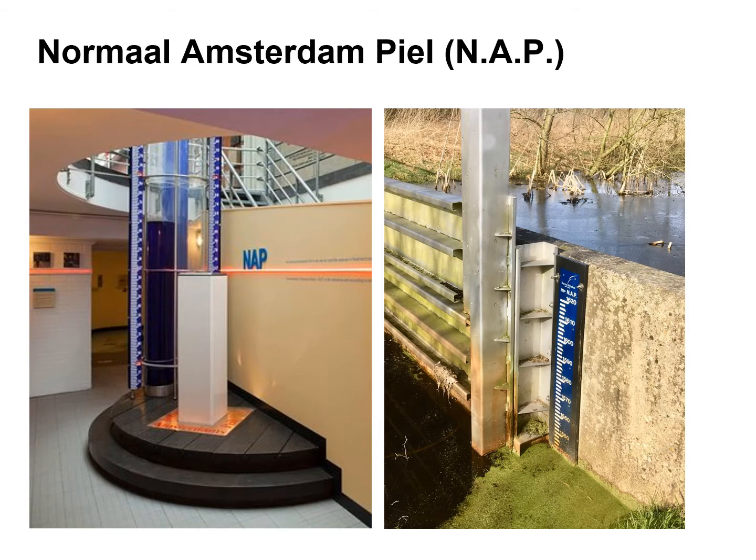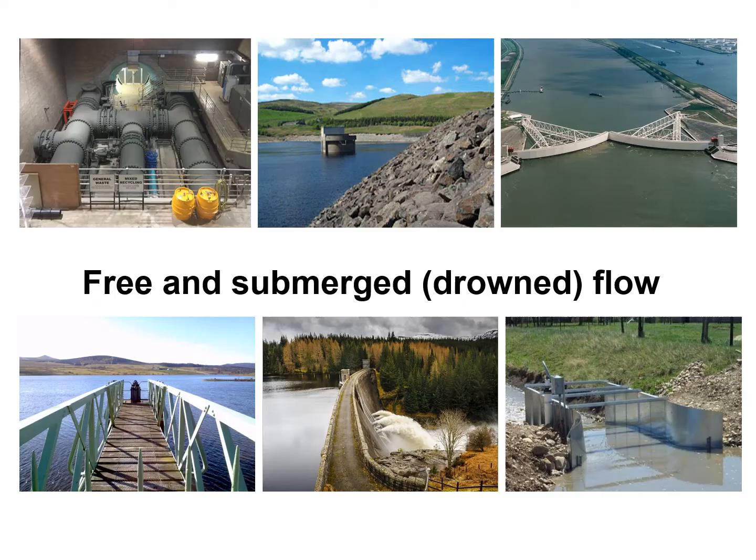The image on the left here shows the NAP datum in the Amsterdam town hall, and on the right hand side we can see a weir plate with an NAP marker at the side of it. This NAP datum is used to control the level of water in irrigation channels and agricultural land in the Netherlands. I'm now going to explain what we mean by free and submerged or drowned flow.